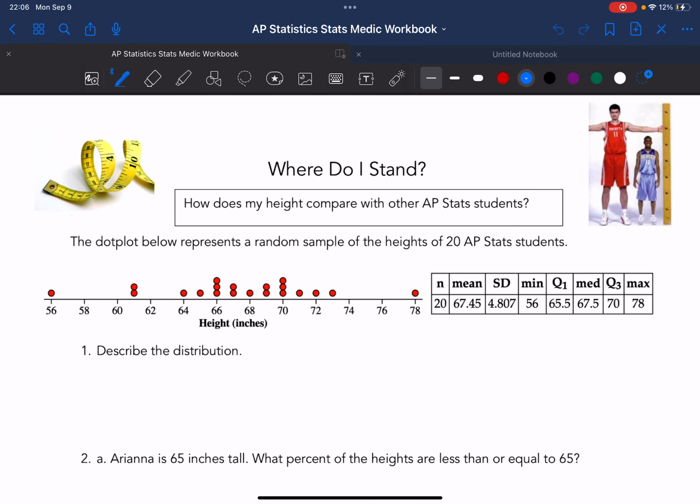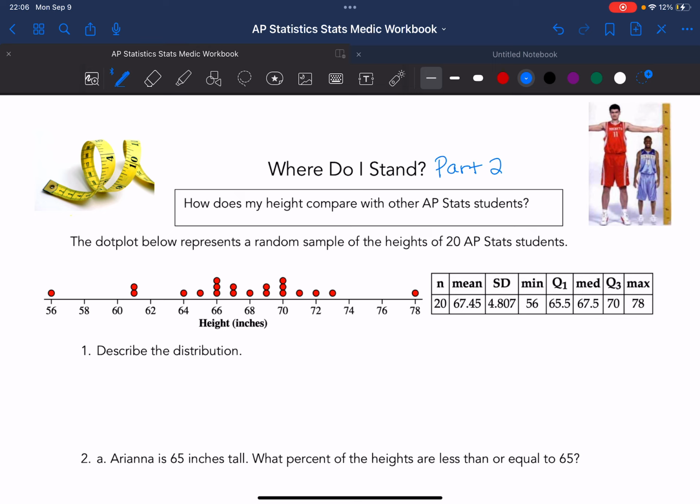Okay, this is the lab for AP Stats. Where Do I Stand? Part 2. So this is going off of the first Where Do I Stand lab, the one that we ended Unit 1 with. And on here, we are given a dot plot representing the heights of 20 AP Stats students.